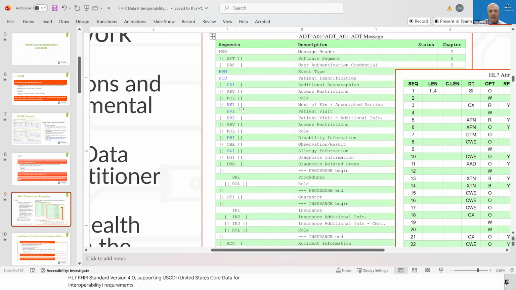The PID and the PV1 segments are the patient and the encounter, the patient visit. All messages in HL7 and all messages in FHIR will include a patient and an encounter. All the clinical, all the EHR-level transactions we do in healthcare will be in the context of a patient, in the context of a visit.